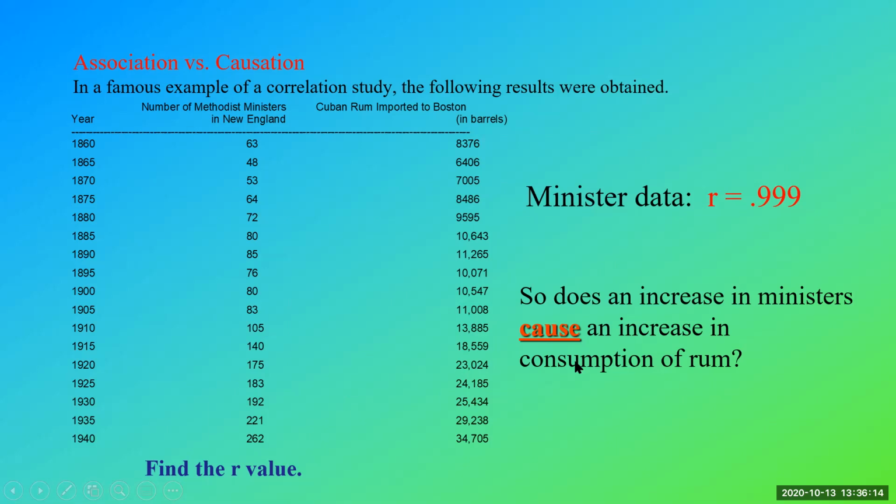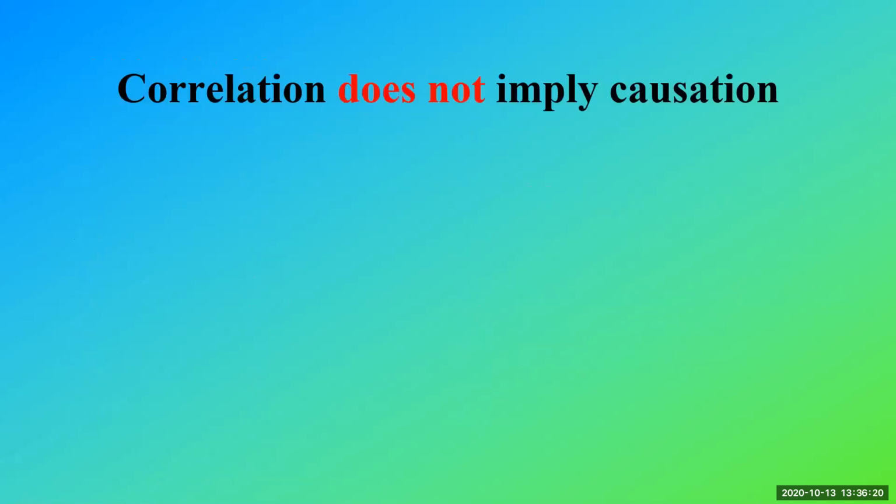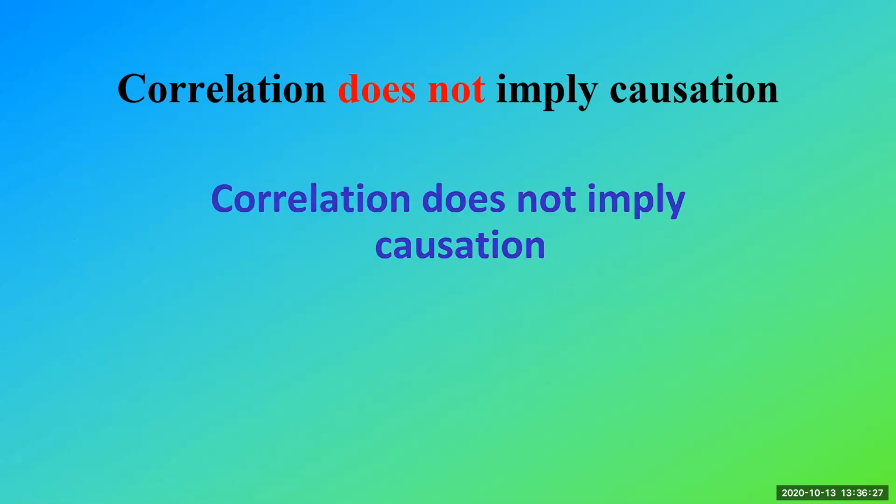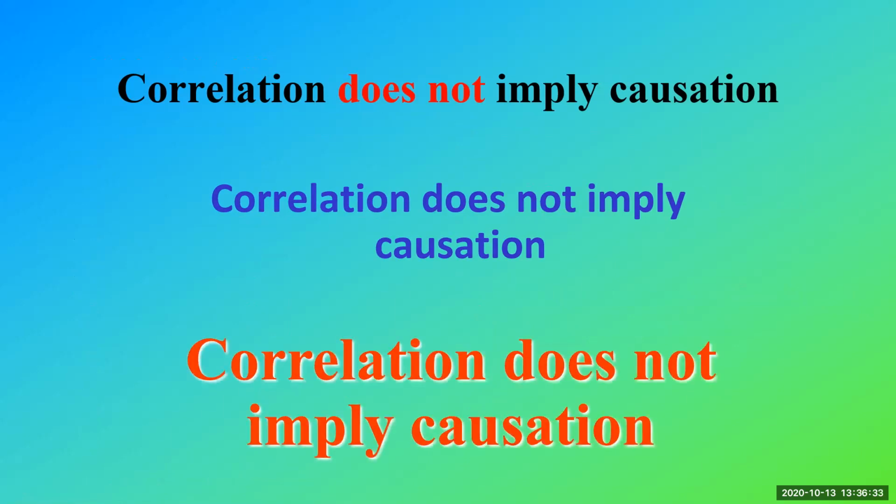Okay, so the key point here is that just because something has a strong correlation, correlation does not imply causation. And we cannot say it enough. Correlation does not imply causation. Okay, we can say something is correlated, but that doesn't mean that one causes the other. That concludes our notes on correlation.